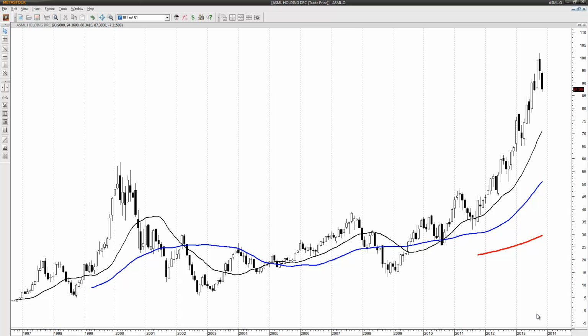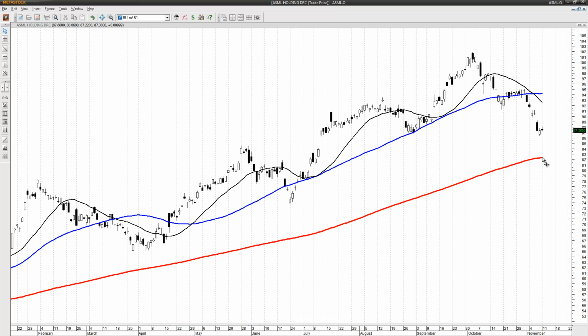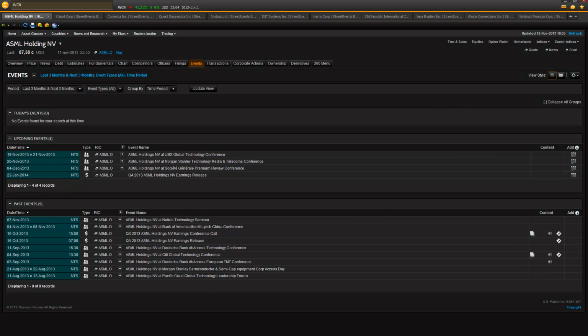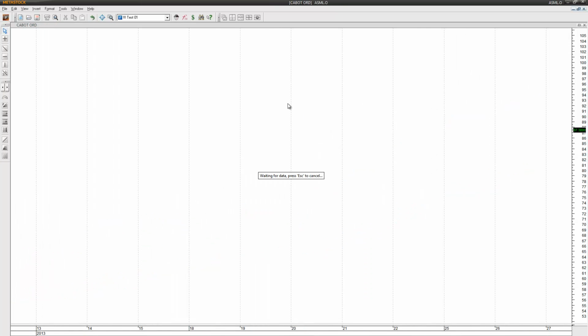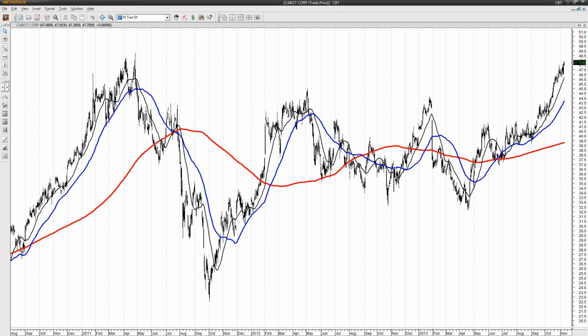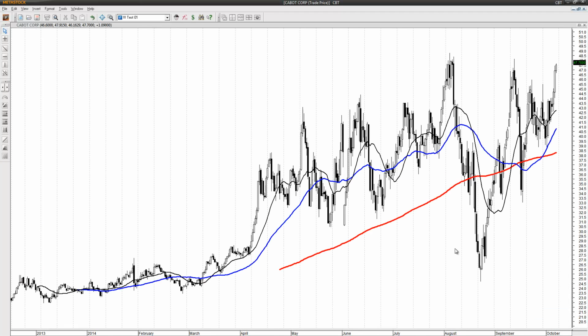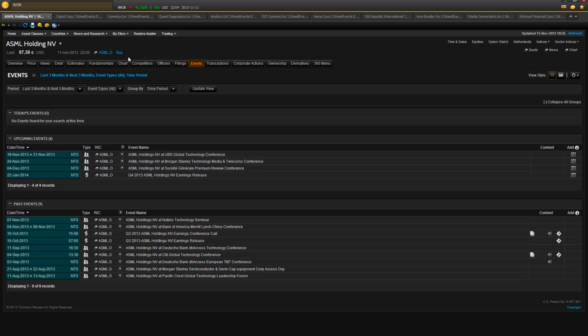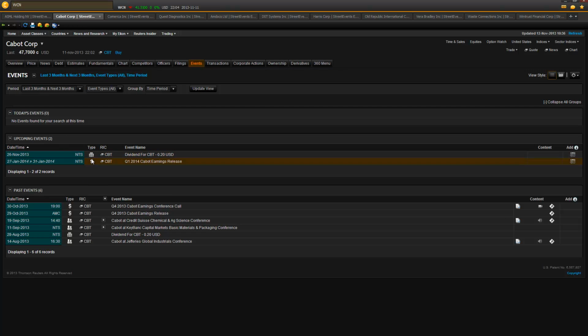Okay, next chart is ASML Holding. Here we got the 200 moving average down here, building support at 82.37. Any earnings? Nope. Next chart, Cabot Corporation, and we got a high peak back in 2007 at 49.87. Does Cabot have any earnings? Nope.